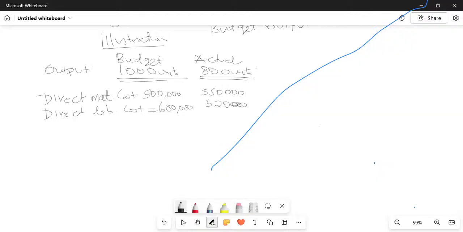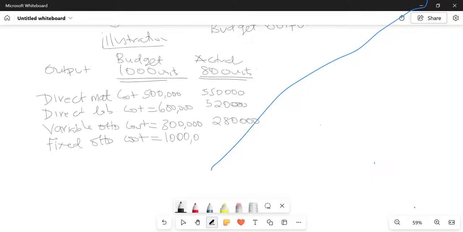Then we have variable overhead cost, where this is 300,000 and this is 280,000. And then we have fixed overhead cost. The budget one is 1 million, while the actual one is 950,000.